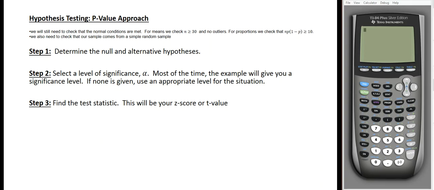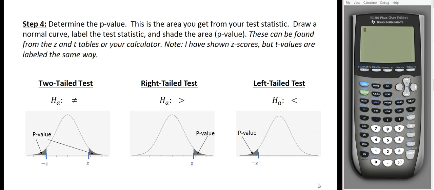Step 3, we're going to find the test statistic. This will be your z-score or t-value. So remember, for means, if our sigma, which is our population standard deviation, is known, then we'll use that z-test, and we'll use that z-score for our test statistic. If we don't know sigma, but we do know s, which is our sample standard deviation, we're going to use our t-value, and then again a t-test. And then for proportions, we never have to make that choice. It's always a z-score, and we've got our formula here. So we'll review those formulas when we do specific examples.